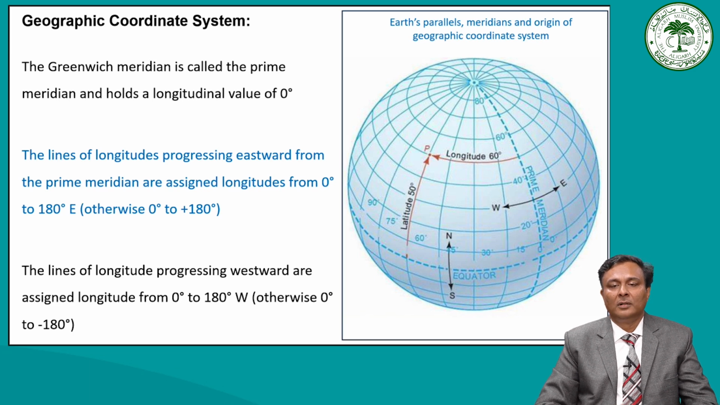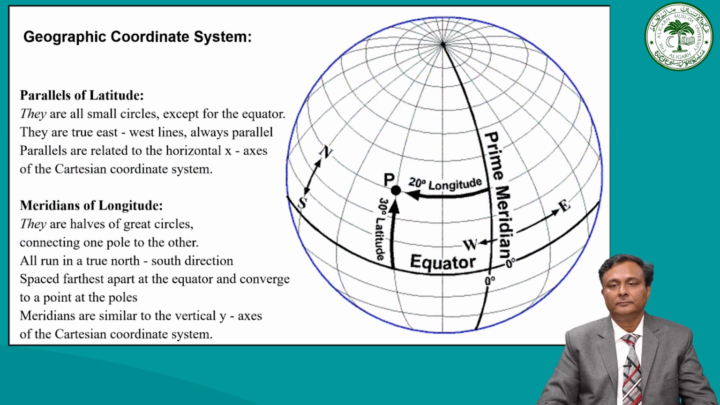So, if we move eastward from the prime meridian, we take it as plus longitude degree, or we add the suffix of east longitude, and when we move westward we take the suffix of west longitude, or we mark them in negative values. Just to summarize the geographic coordinate system, here in this figure, the point P has a latitude of 30 degrees north and longitude of 20 degrees west.